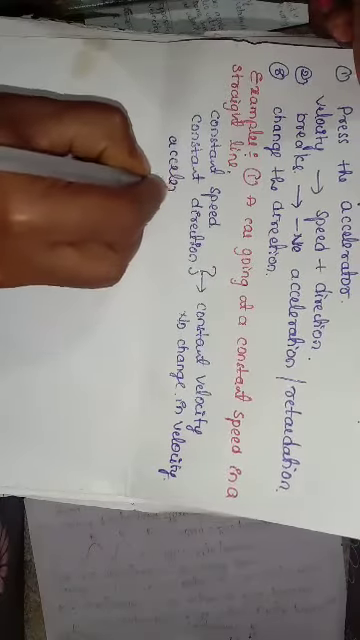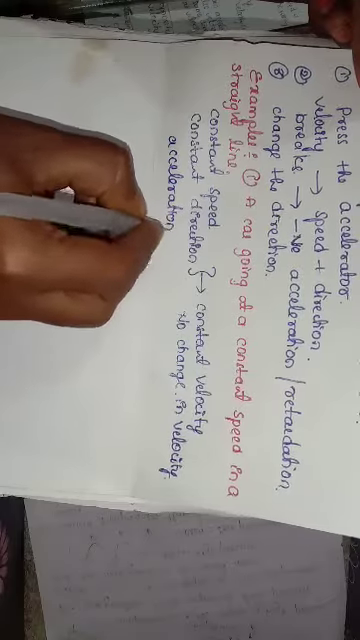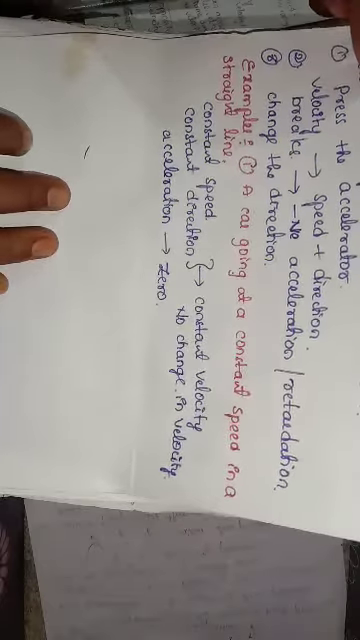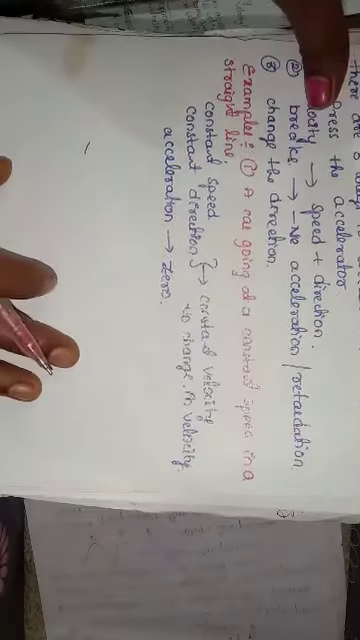Is this car accelerating now? No. So acceleration is 0. A car going at a constant speed in a straight line has no acceleration. Let us consider the second example, dropping a stone or pebble into water.